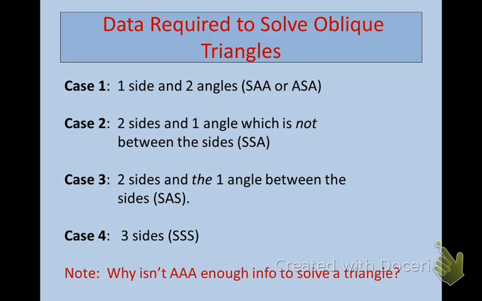So for an example, an equilateral triangle is always going to have what angles? 60s all around. So if I gave you a triangle that was 60, 60, 60, do you know what the sides are? You have no idea whether the sides are small or big or what, right? So that's why that's not enough information.